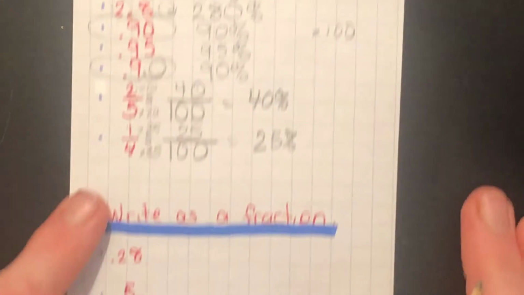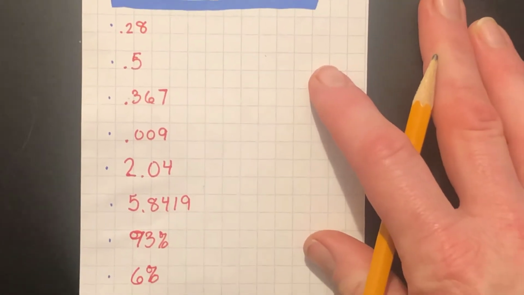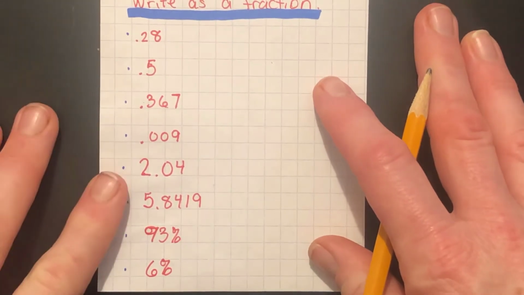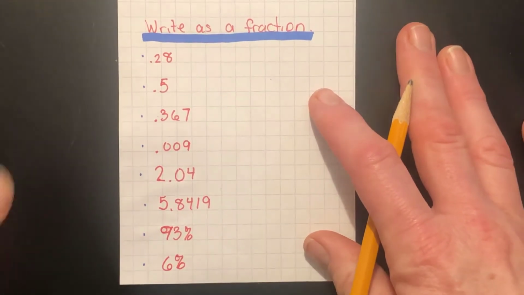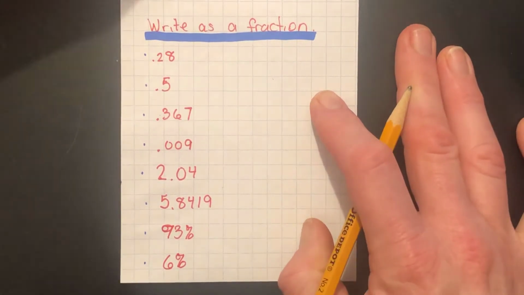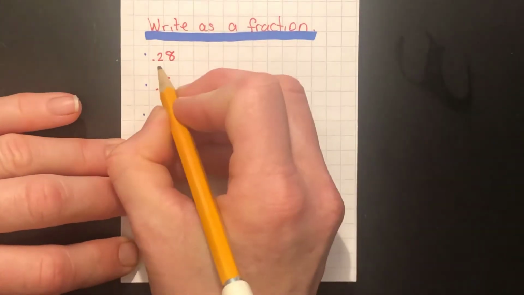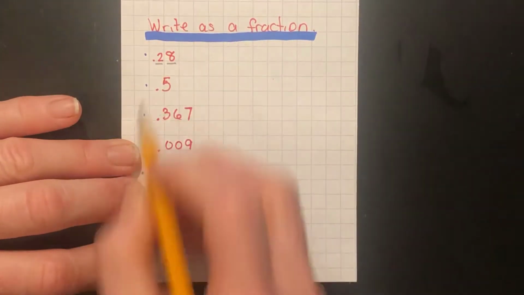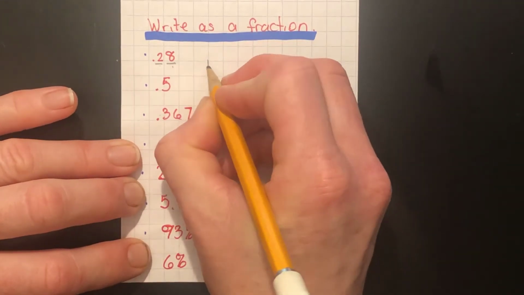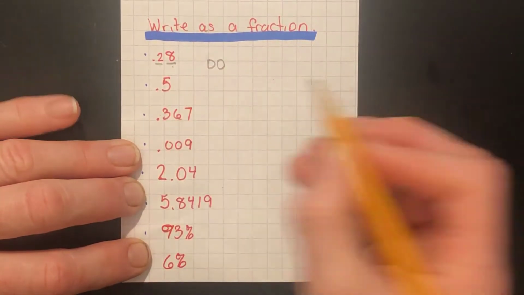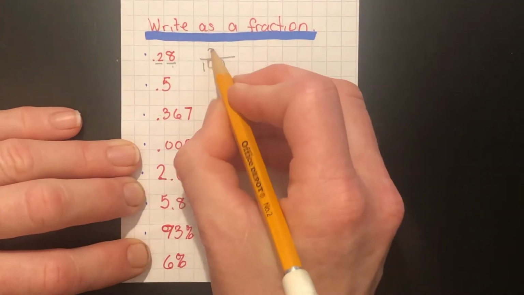Moving down, we're going to write these as fractions. I have mostly decimals, and then I have 2%. The key is how many digits are after the decimal. There are 2 digits after the decimal, so my fraction will have 2 zeros. 2 digits, 2 zeros. 28 hundredths.